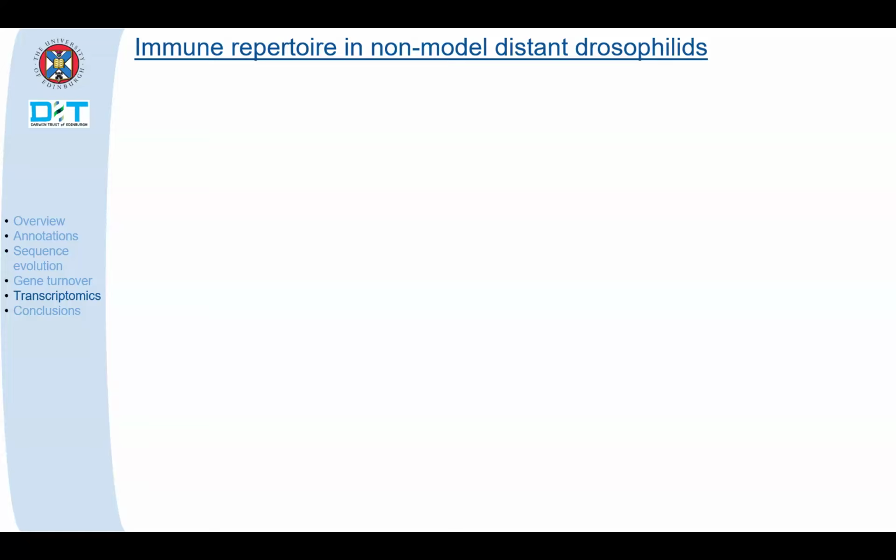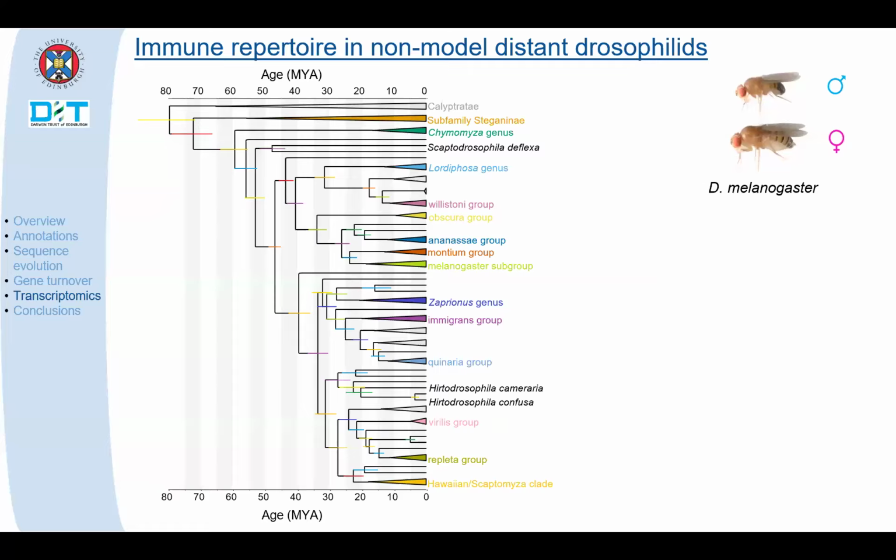Now I want to move to a more focused case study, the evolution of immune genes in distant Drosophila. There is a fundamental limitation to everything I have described so far. All of this was based on the orthologs of Drosophila melanogaster. For closely related species, this is fine. But for species that diverged like 40 to 70 million years ago, it is plausible that they have acquired new immune genes that don't have any homology with Drosophila melanogaster and other model organisms in this clade. These new immune genes would be entirely invisible to our analysis.